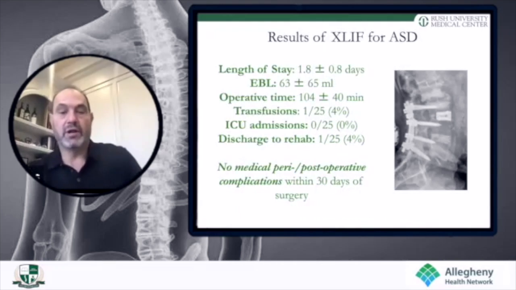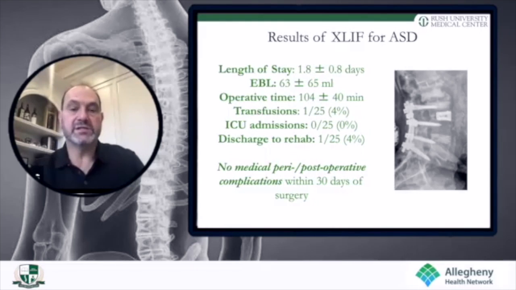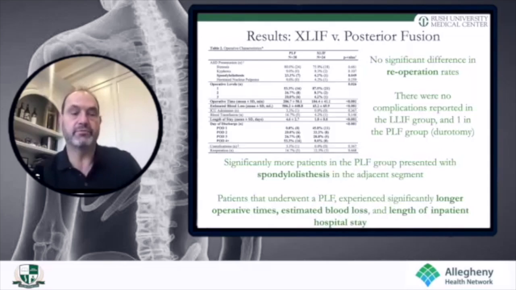When we look at the early outcome measures, you can see for the XLIF group, and again, this is a complicated group of patients that have had prior fusions, we see a length of stay of less than 2 days, blood loss less than 100 cc's, operative times about an hour and a half. One patient out of 25 required a transfusion. No one was admitted to the ICU. One patient required discharge to rehab. So really good early perioperative metrics in terms of recovery from the lateral approach.